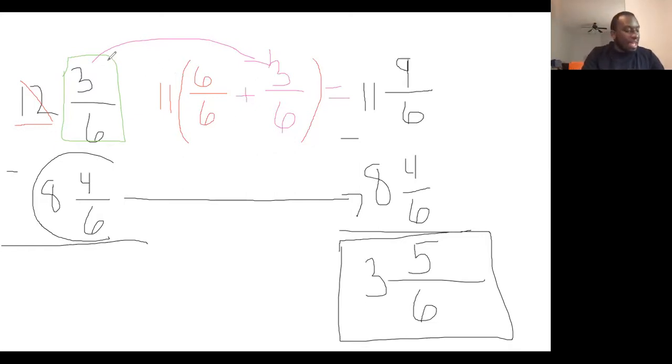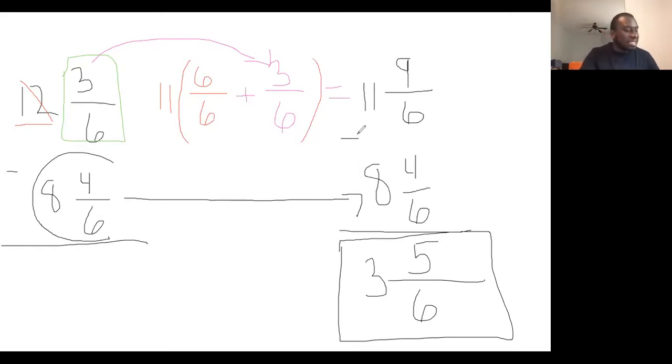And then my fourth step is to carry over my fraction of 3/6, and I'm going to add it with 6/6. Once I do that, I am ready to make my new improper mixed number, which is 11 and 9/6. Then I go down to step 5. Step 5 is to move my second mixed number over, which is why now I have 11 and 9/6 minus 8 and 4/6.